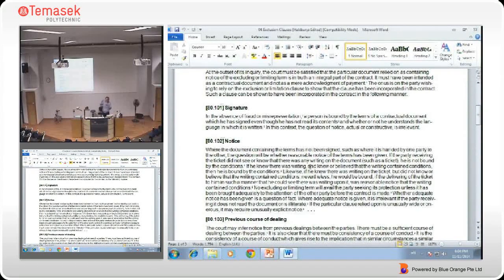Of course, you assume that you don't have a signed agreement. Once you don't have a signed agreement, you've got to start looking at the other two. If you have a signed agreement, end of story. So if no signed agreement, then you look: is there notice? Is there a previous course of dealing? That should be your order of examination of this issue. First, is there a signed document? If not, is there notice? Was that notice given? Or is there a previous course of dealing?